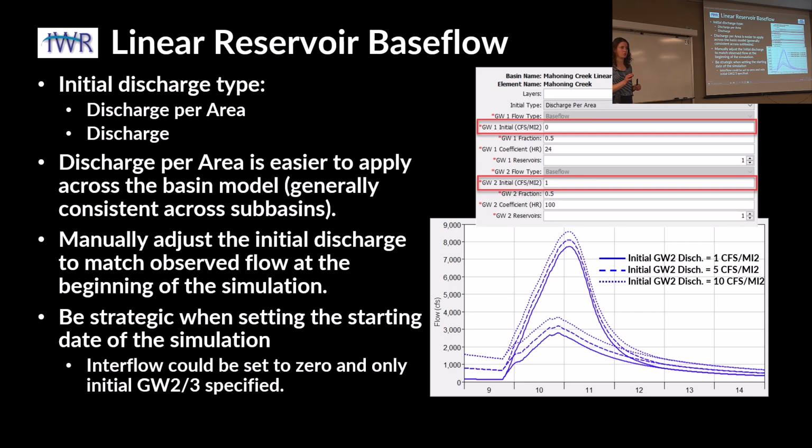You have fewer parameters to adjust, and you can set the groundwater 1 initial flow to 0. And I'll just briefly mention, the small 3 hydrographs here are just showing different initial discharge values. So the solid line's the smallest, it's 1 CFS per mile squared. The dashed is 5 CFS per mile squared. And then the dotted one is 10, right? So that impacts your initial value.